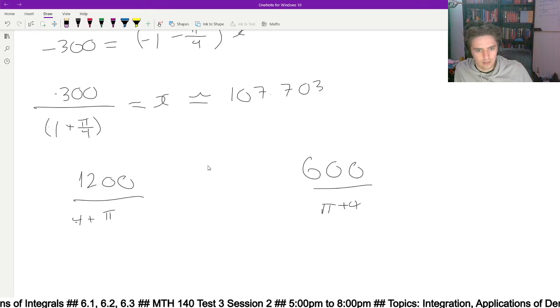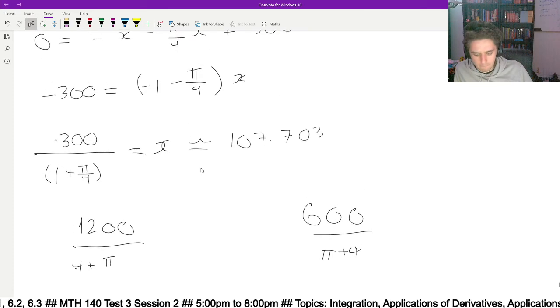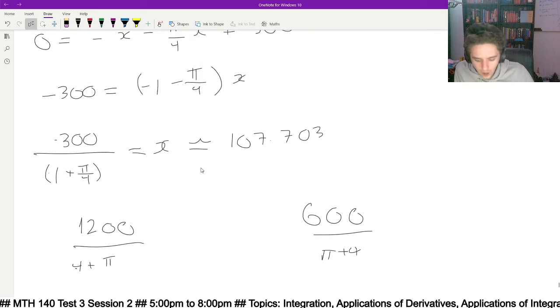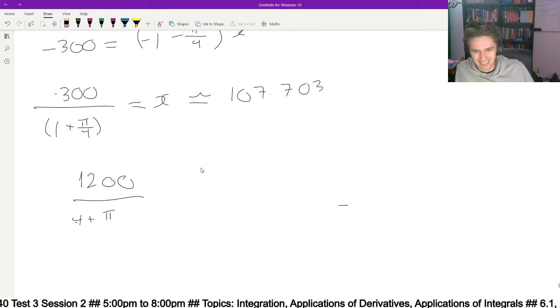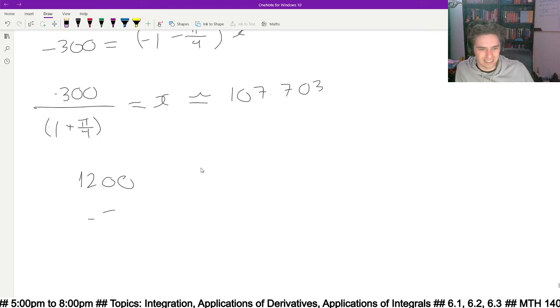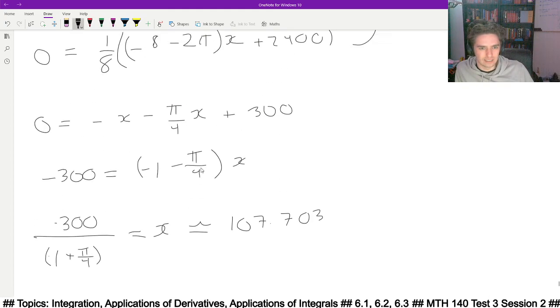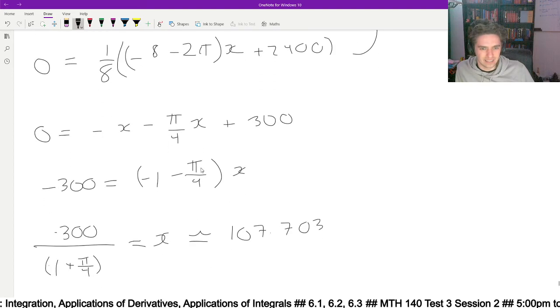Yeah, but the 1200 is right, I'm pretty sure, because that's your x value, and then you use that to find your y value, and then your y value is going to be 600 over pi plus 4. I was reading the wrong number. We're right. This is the correct thing. Okay, so 1200 over pi plus 4. Yes, so, okay, we're good.